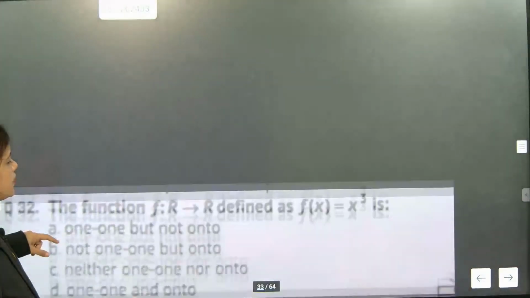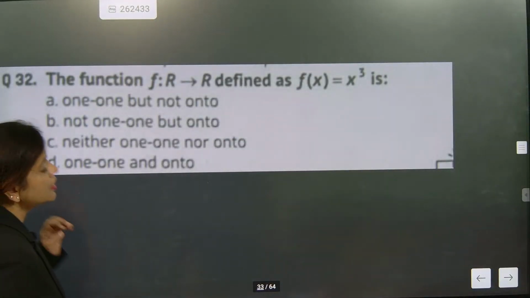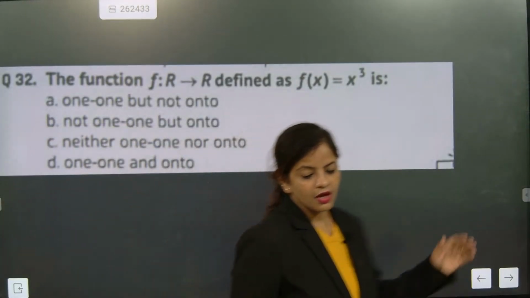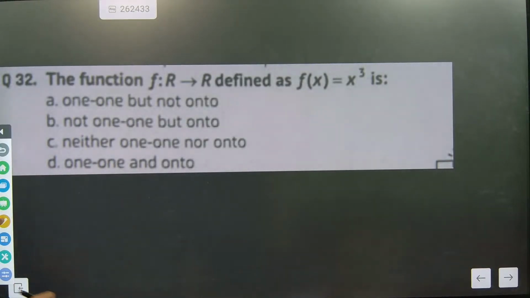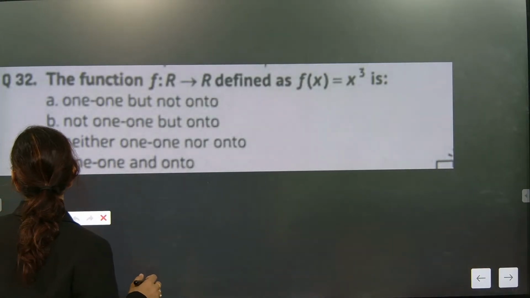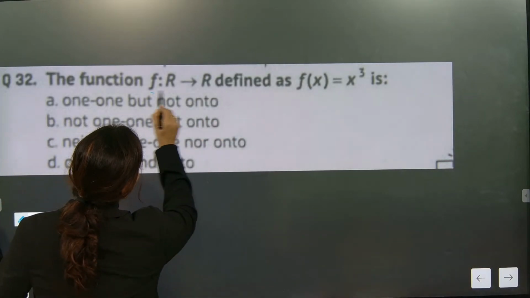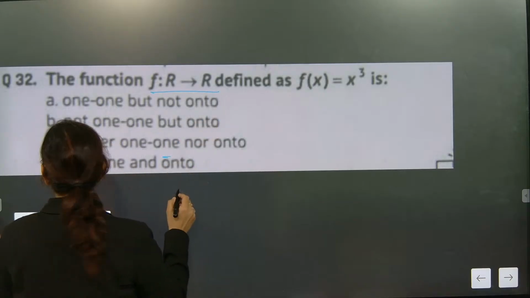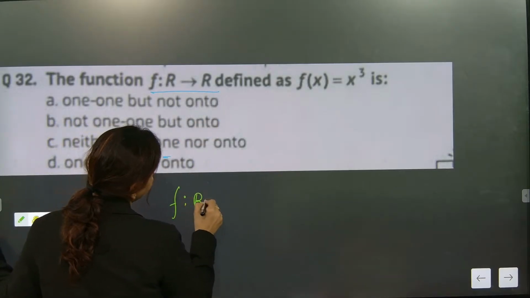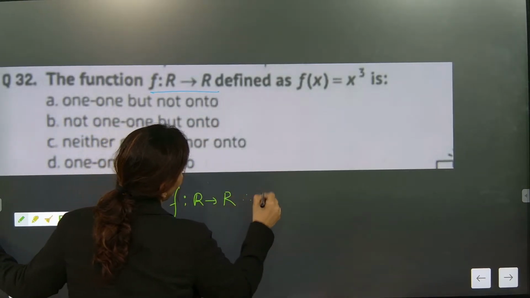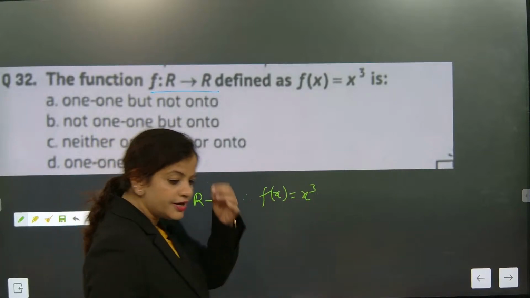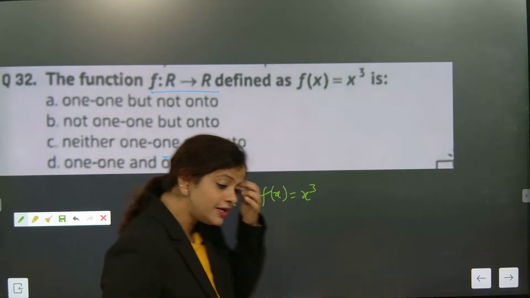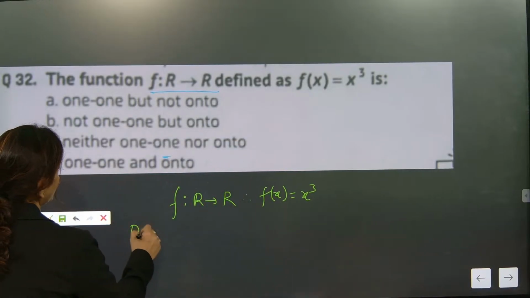Now look at this question, try to solve it very nicely. Now here x cube is there. Whenever x cube is there, with the function f such that R tends to R, in this type of function, don't waste your time. When f from R to R is written, and f of x is equal to x cube is written, understood? It is self-understood that it is going to be 1-1 and onto.